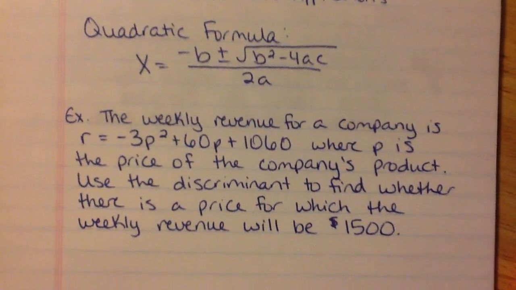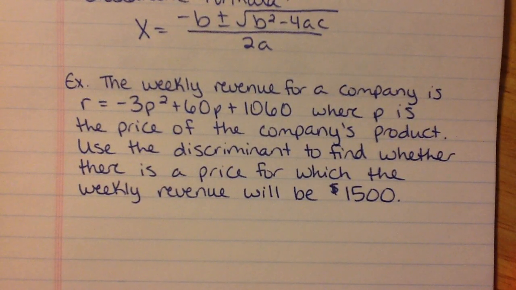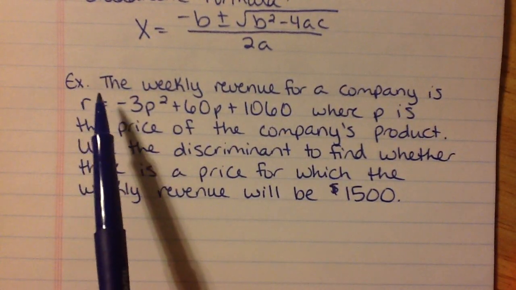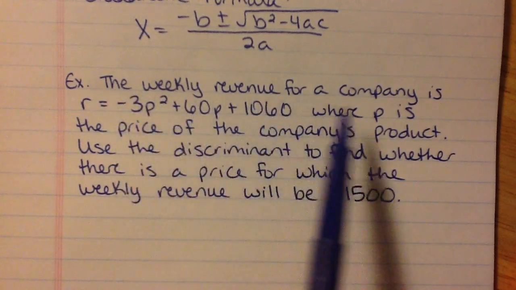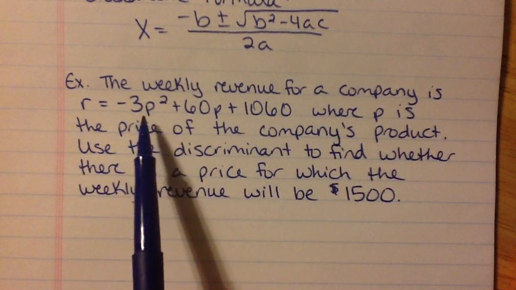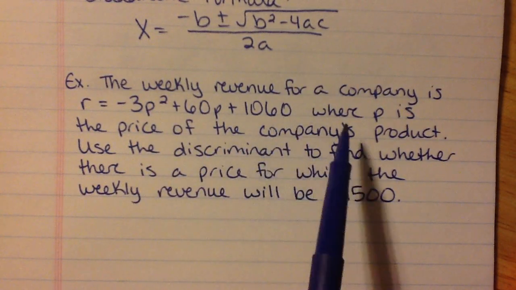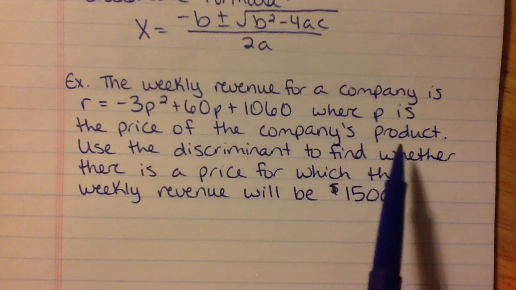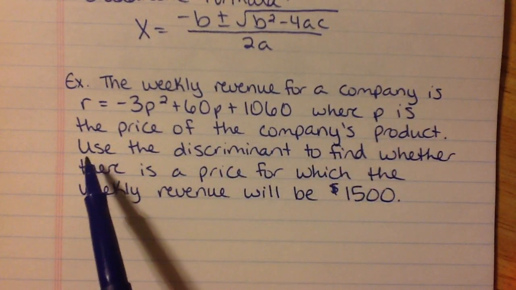So just to make this video a little bit faster, I went ahead and wrote down the problem, so feel free to pause at any time to write this down. Our first example is about the revenue of a company. Their weekly revenue is R equals negative 3p squared plus 60p plus 1060, where p is the price of the company's product. Whatever it is they're selling, p is how much it costs to the public.